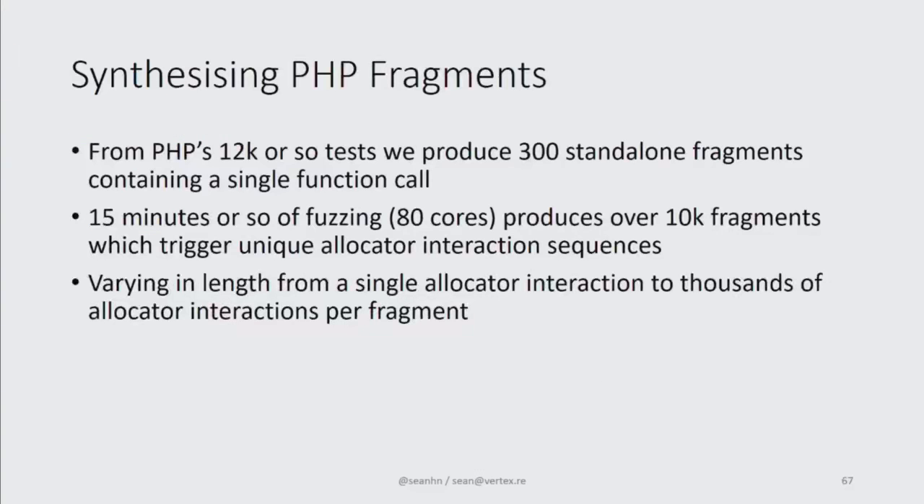So PHP comes with about 12,000 tests. From those 12,000 tests, we can get, say, 300 standalone fragments, which are like these individual function calls. And then fuzzing those for 15, 20 minutes, you end up with tens of thousands of different allocator interactions that you can trigger. So the output of this is effectively, we now know how to interact with PHP's allocator using its API. That's what we wanted.